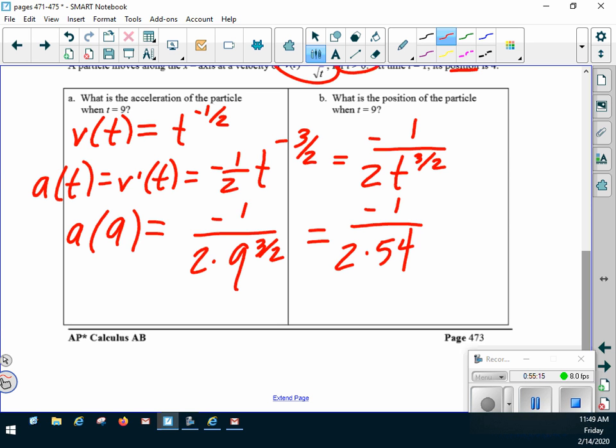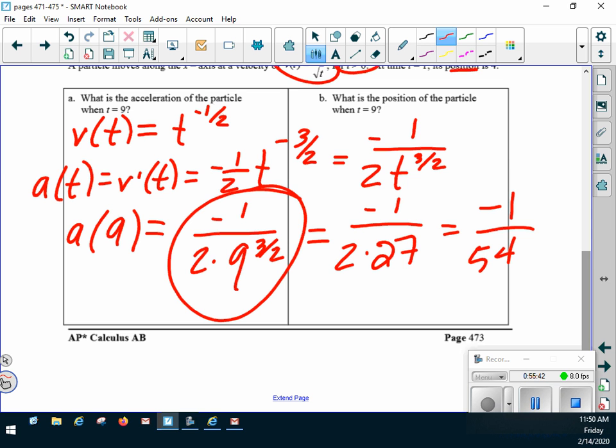Remember, on a free response, that's a safe stop. Why did I get 54? Oh, I went ahead and did the multiplication out, didn't I? The square root of 9 is 3. 3 cubed is 27. That's a safe stop. I think they would consider that a safe stop. Yep.